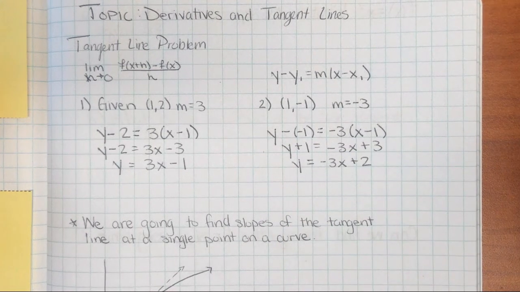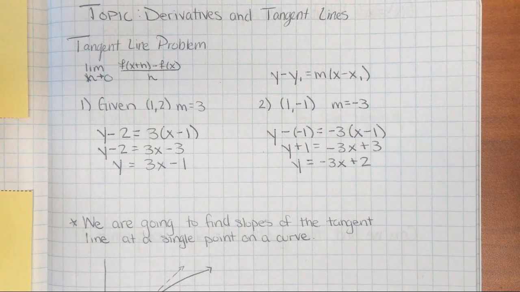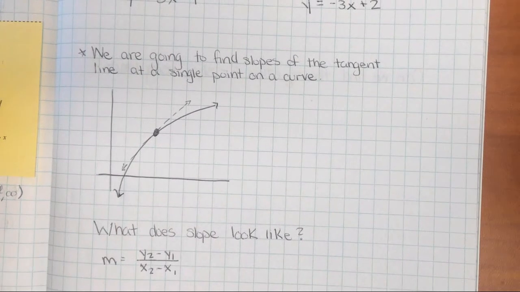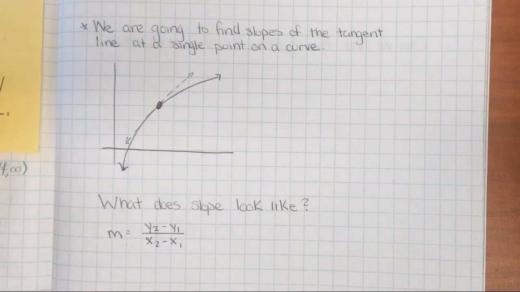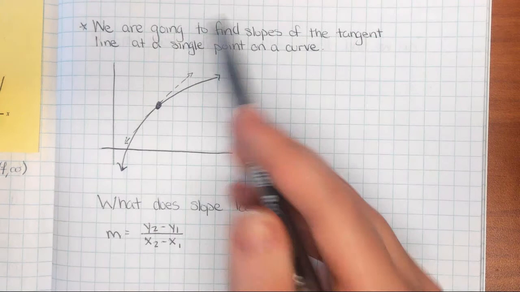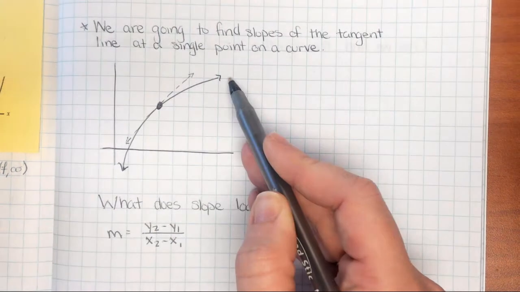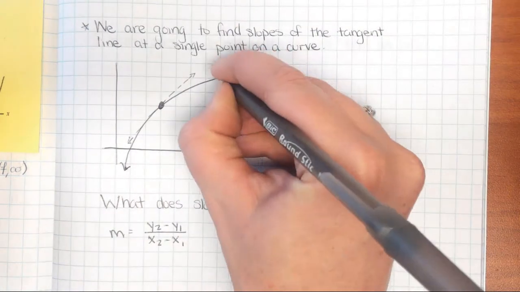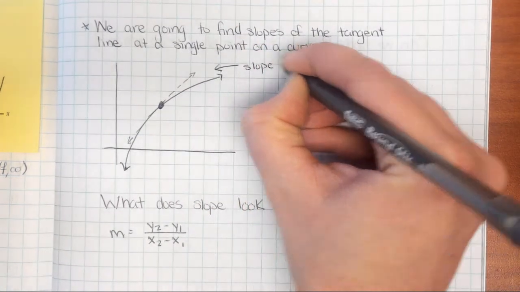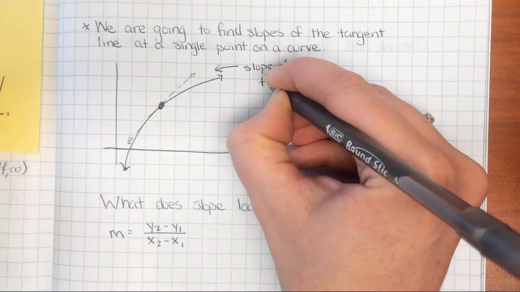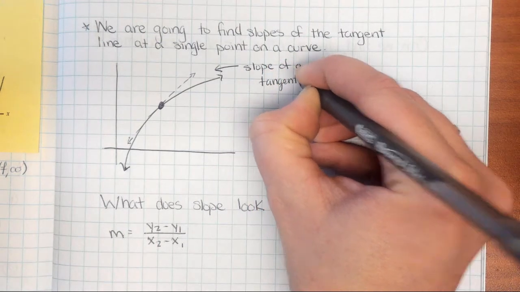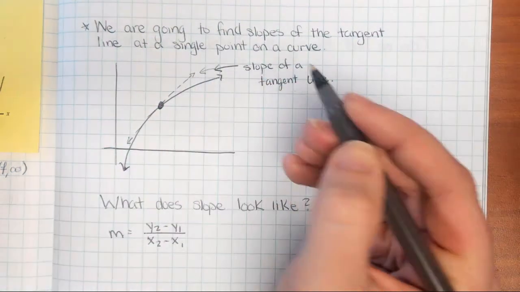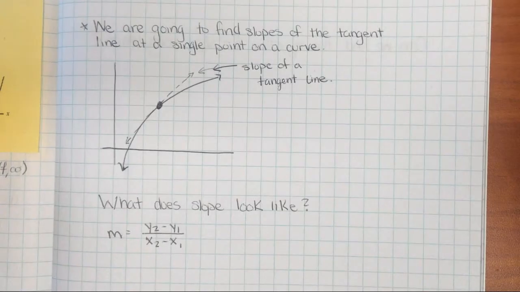Okay? So, what we are doing today is we are going to be given a curve, and we are going to be creating tangent lines from a single point. So as you can see, I just drew some curve, and we are going to be finding tangent lines, and what we are going to be looking at is the slope of a tangent line. Okay, so this is really what we're looking for. What is its rise? What is its run? And how do we find that?